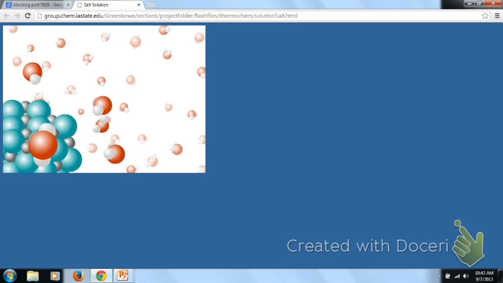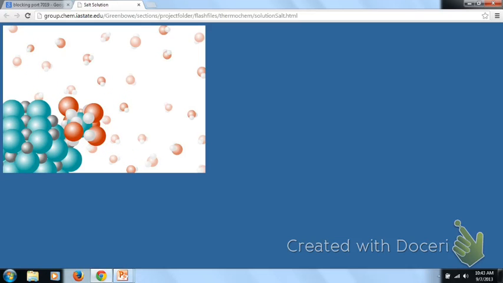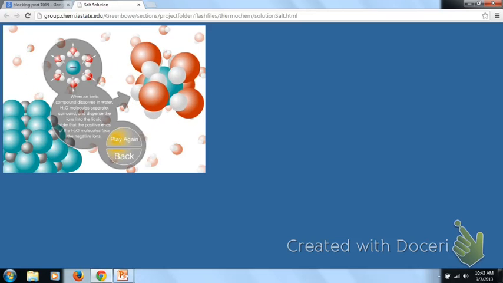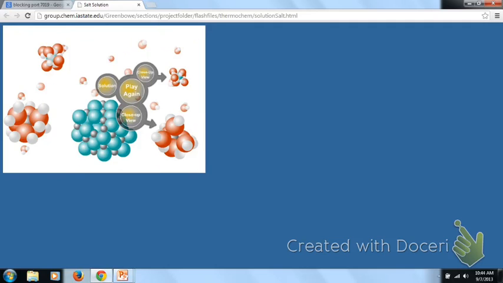In this case, all the hydrogens are attracted to the green ion because the hydrogens are positive and the ion is negative. So whenever you see a picture involving water, pay attention to what side of the water molecule is attracted to the ion, and you should be able to deduce what charge the ion is. Okay?